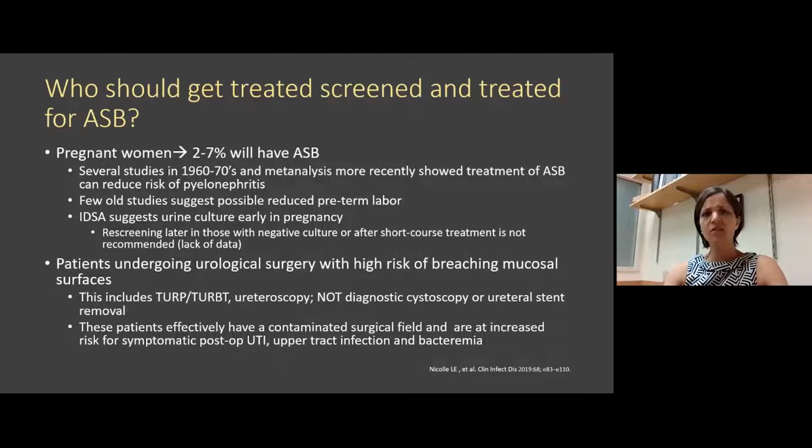And then patients undergoing urological surgery with high risk of breaching mucosal surfaces. So this specifically means people who are undergoing transurethral resection of their prostate or bladder tissue, or a ureteroscopy. This does not include people getting a diagnostic cystoscopy or a ureteral stent removed. The reason why we need to screen and treat these people is because they basically have a contaminated surgical field. So they're at increased risk for symptomatic UTI postoperatively, and they also have an increased risk of bacteremia.